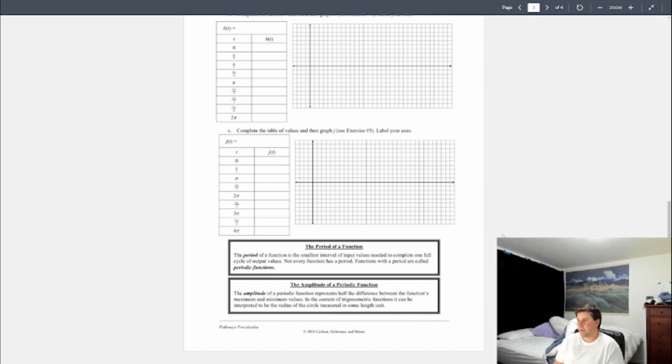Okay, so the amplitude would not be 2.3 times 2, which is 4.6. It would just be 2.3. It can be interpreted to be the radius of the circle in some length. We can write that down. I think that would be some notes.